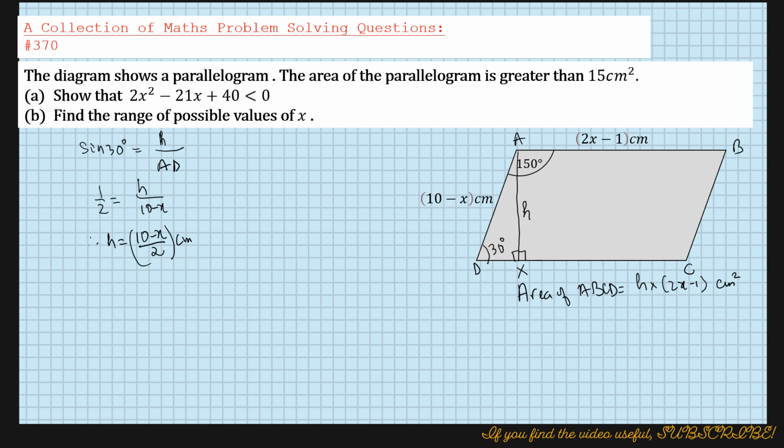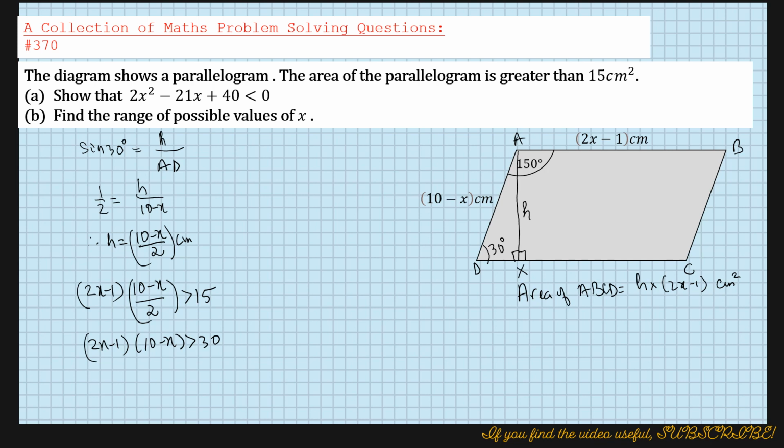So we know now they've given us the area is greater than 15, so we can try to work out part A. So I will write 2x minus 1 multiplied by 10 minus x out of 2 is greater than 15. So then I can write 2x minus 1 times 10 minus x is greater than 30.